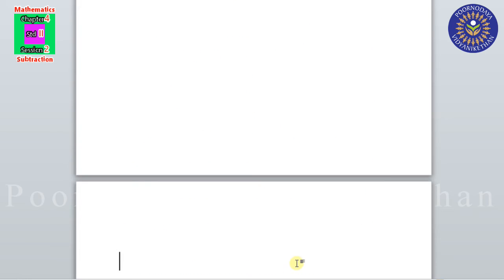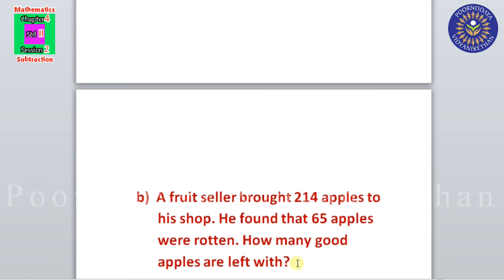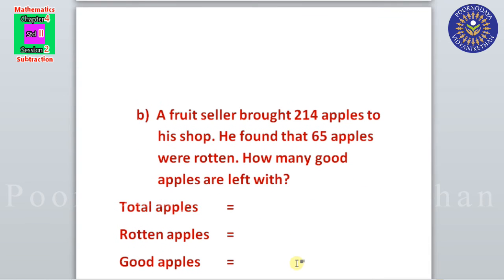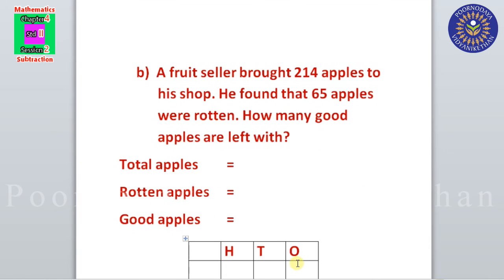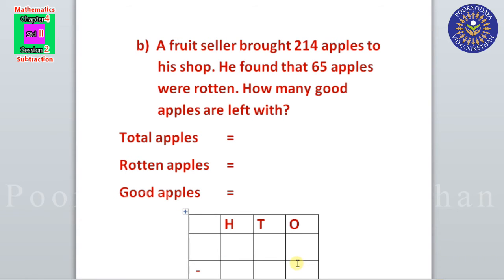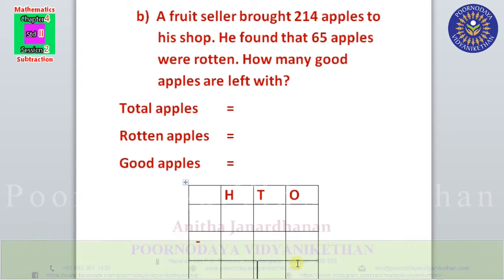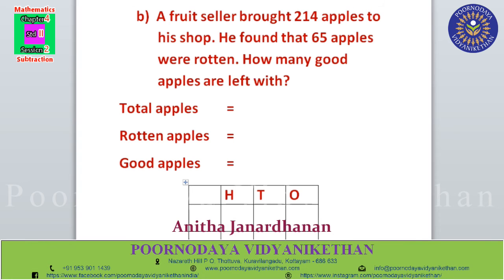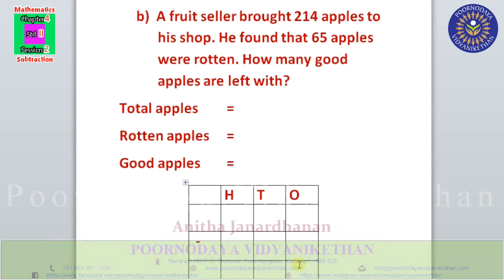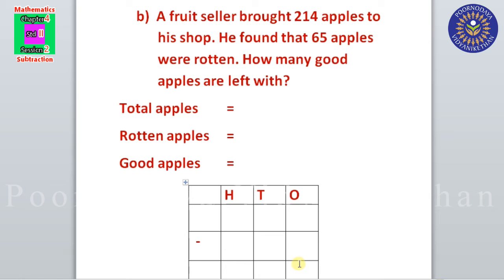Okay. Now let us do the next problem. Read the question. A fruit seller brought 214 apples to his shop. He found that 65 apples were rotten. How many good apples are left with him?